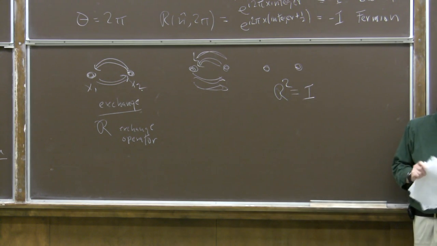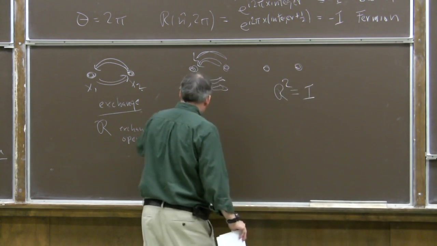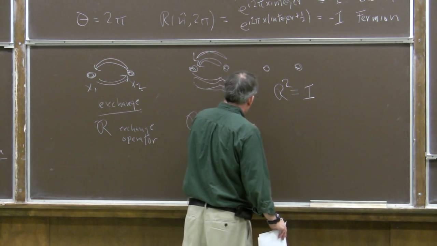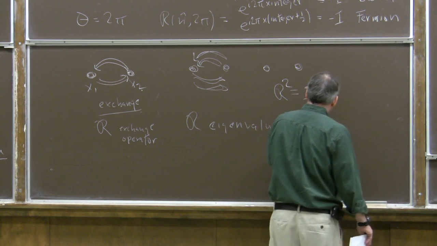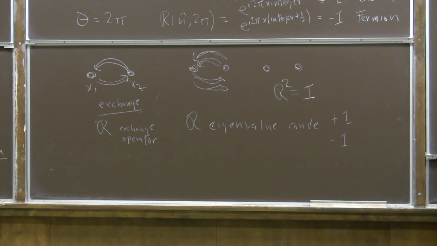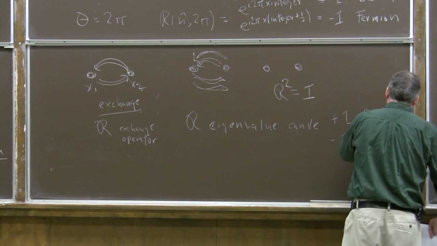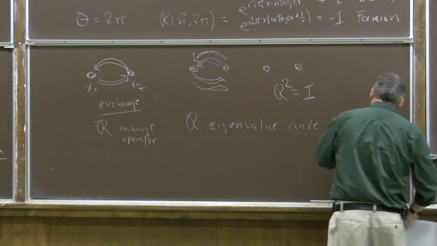The eigenvalues have modulus 1 because it's a unitary operator. They have to square to 1. So the eigenvalue of r can be either plus 1 or minus 1. If it's plus 1, that means when you exchange 2 indistinguishable particles, nothing happens to the wave function. That's the case of bosons. If it's minus 1, you take 2 indistinguishable particles and exchange them, but the wave function changes sign under the exchange. That's the case of fermions.